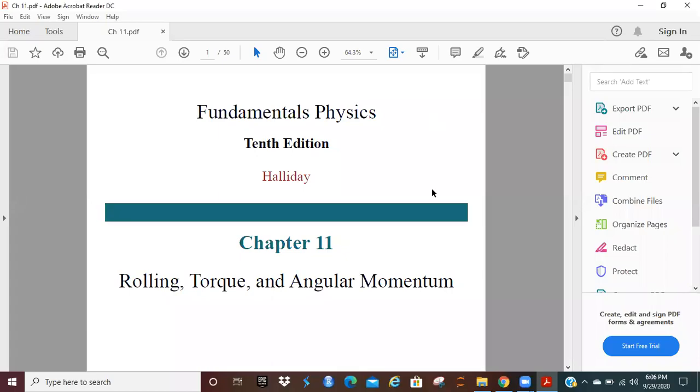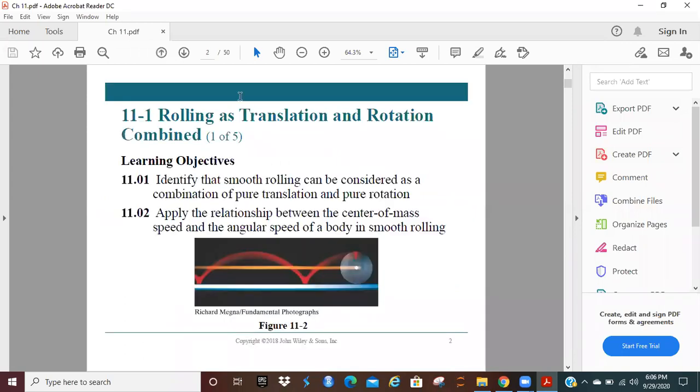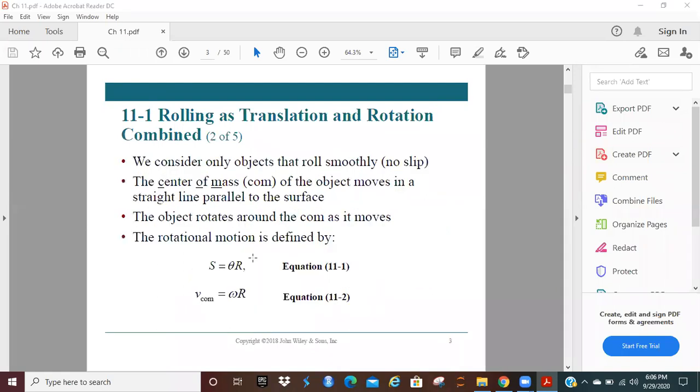Hello, and welcome to chapter 11. We're going to be going over rolling, torque, and angular momentum. So, we're going to identify that smooth rolling can be considered as a combination of pure translation and pure rotation. We're going to apply the relationship between the center of mass speed and the angular speed of a body in smooth rolling.